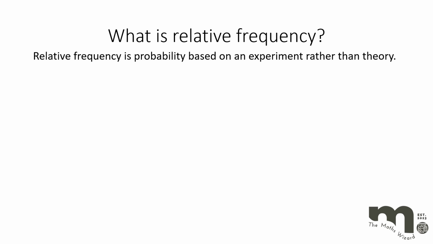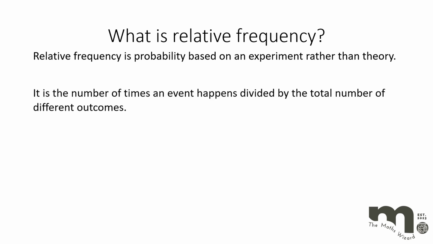Now, relative frequency is slightly different because that's based on you actually rolling the dice. So you might roll it 100 times and count the number of times it lands on each number instead, and you would base the probability on that rather than just the theory. The way that you calculate it is to take the number of times an event happens and divide it by the number of different outcomes.